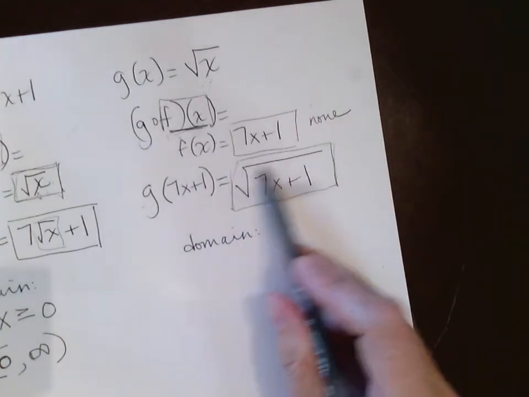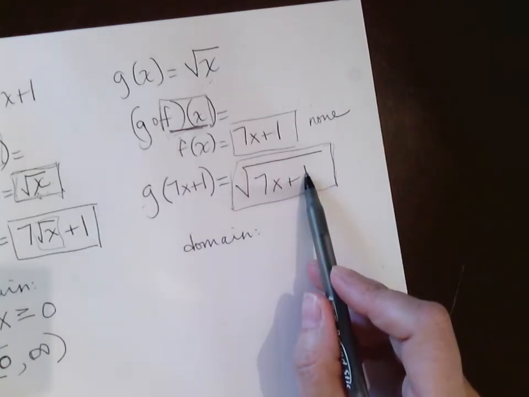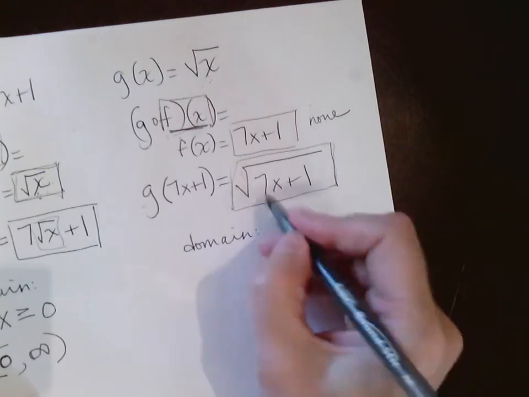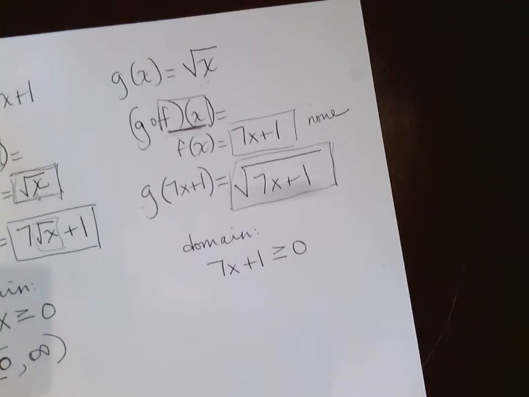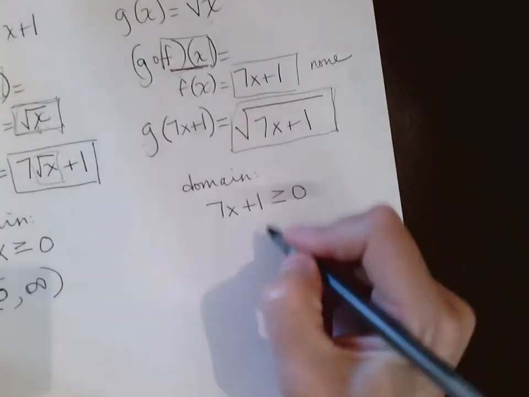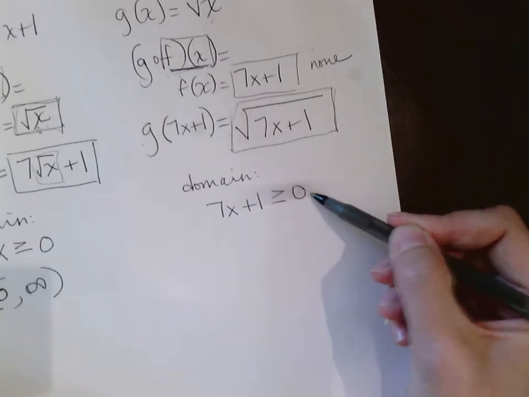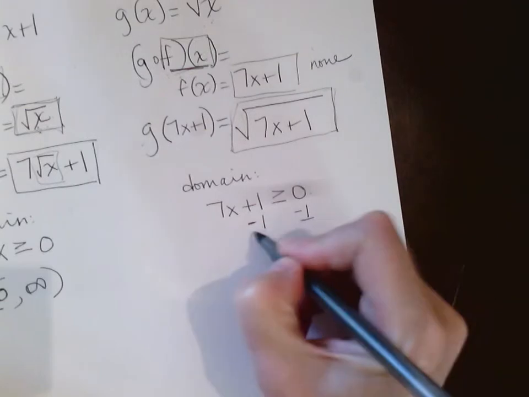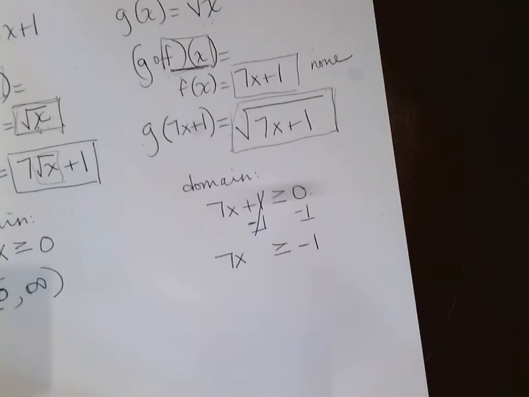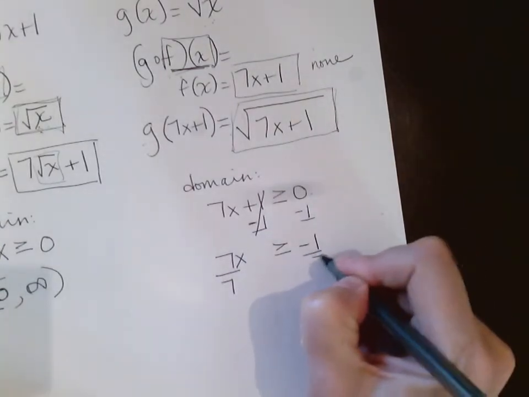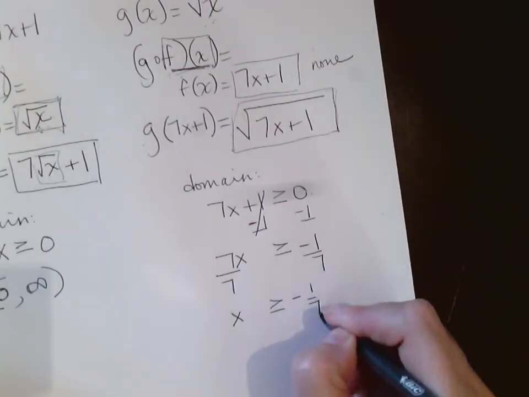But since this is a radical, what's underneath here has to be greater than or equal to 0. In other words, positive. So I need to make sure that 7x plus 1 is greater than or equal to 0. So set it, just tell it exactly what you need to happen. You want this to be greater than or equal to 0. Solve it for x. So subtract the 1 from both sides. So 7x needs to be greater than or equal to negative 1. Divide by 7. So x needs to be greater than or equal to negative 1/7.